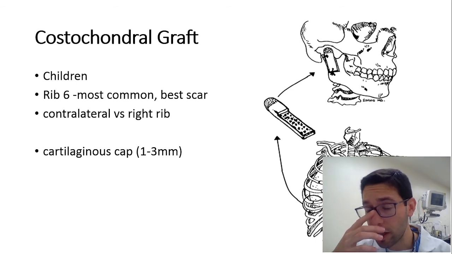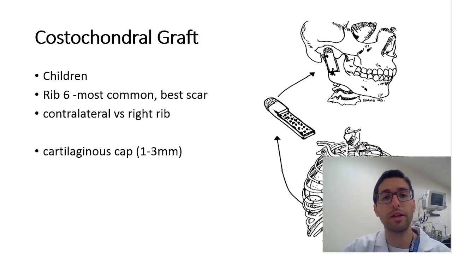Costochondral graft. We're going to get to some of this in part 2, but let's just go through it quickly now. So costochondral graft is really great for children, and the reason for that is because the rib has a growth potential. And that growth potential means that when you reconstruct this condyle, it has the potential, if everything goes perfectly, to grow with the child, so he doesn't need a secondary surgery.